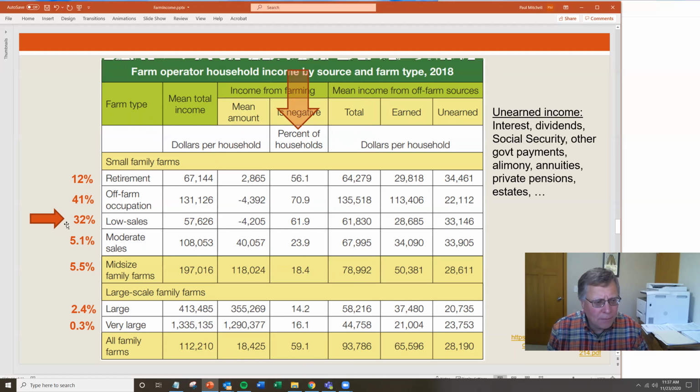And then we look at this lower sales category. 62% are negative. They consider farming their full-time job. They got some income from off farm here, a lot actually. And so they consider themselves full-time farmers and they're losing money as farmers. 32% is the farms that are... $62,000 is their average off-farm income.